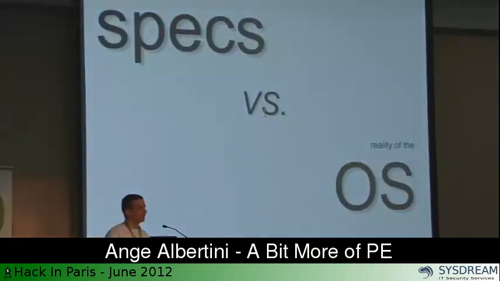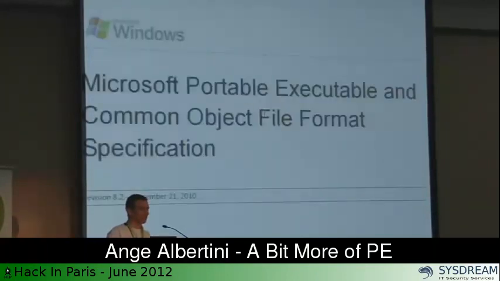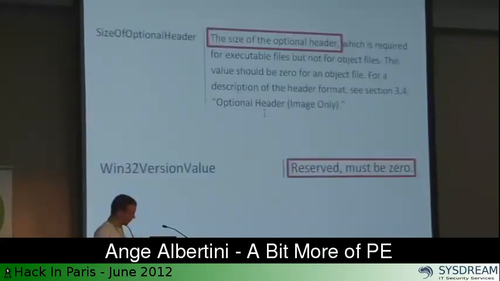The important thing is I'm actually interested in what the OS actually allows and not what the incomplete specs of Microsoft or any other documentation say. Of course, there is an official Microsoft documentation, but I won't spend a lot of time on it. For example, two easy examples. It says that the size of optional header is actually the size of the optional header, being constant, so it should be a constant. And another one, that the Win32 version value is reserved and must be 0.